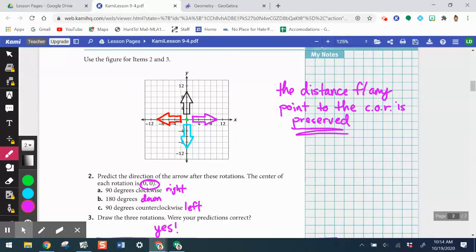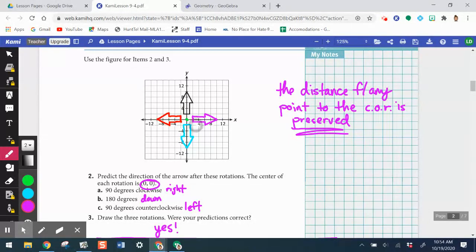So after a 90 degrees clockwise rotation, hopefully you think if this is pointing at 12 like it is, then it'll be pointing at 3 on a clock, which would be pointing to the right. And if we went back to our pre-image and went 180 degrees, it would point down at the 6 o'clock. And then if we went 90 degrees counterclockwise or 270 clockwise, it would actually point left or at the 9 o'clock position on a clock. So it said draw these 3 rotations, and were your predictions correct? Yes.